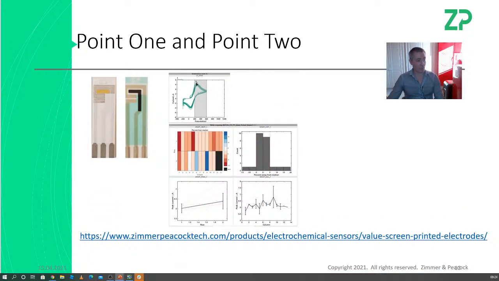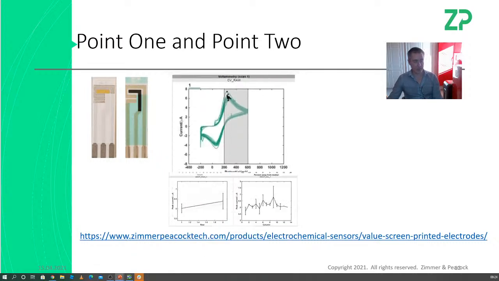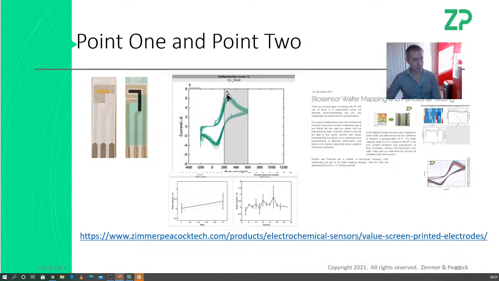So just a couple of points. We have a whole range of electrodes at Zimmer and Peacock. What makes them a little bit different is that we do a lot of characterization called wafer mapping before we even ship them. So we're fairly certain of the quality before we ship them. I can see Shirley's online, and Shirley's one of our engineers, so she knows how well we try to do the work and the professionalism with which we try to do it. We check all our electrodes before they ship, which means people making a biosensor on top of them have a good start in their development.